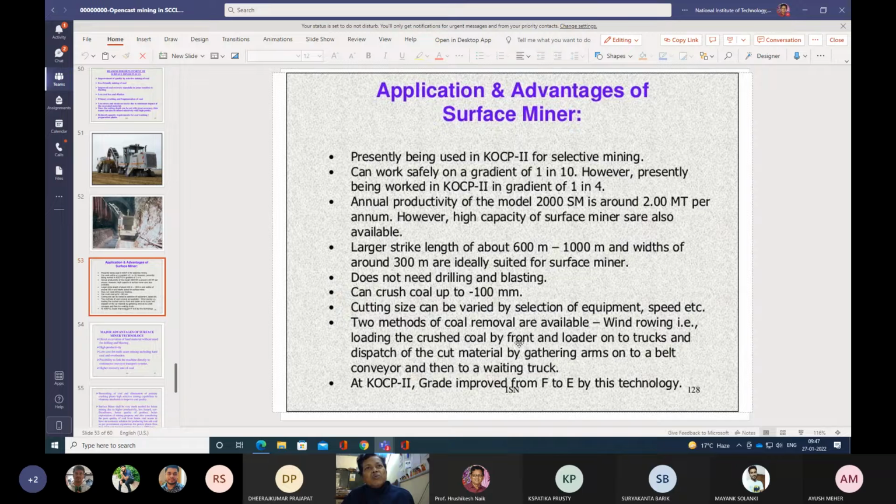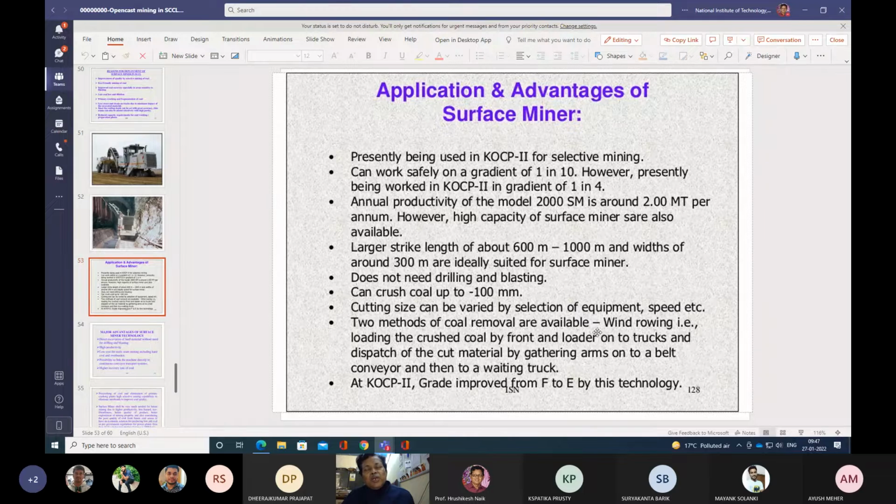There are two methods of coal removal available, which are called windrowing, that is loading the crushed coal by front end loader onto the trucks, and dispatch of the cut material by gathering arms onto a belt conveyor system and then to a waiting truck.